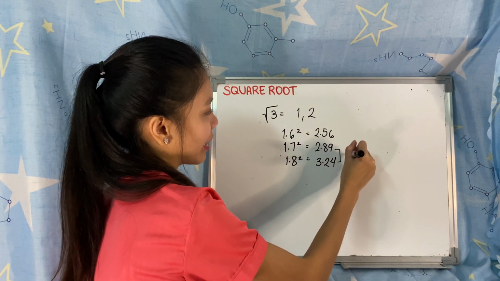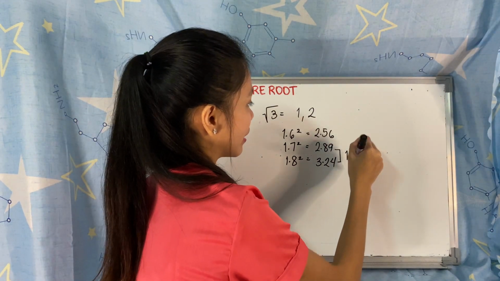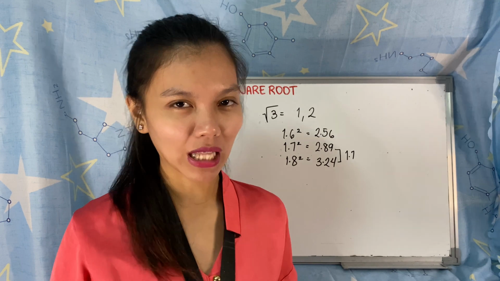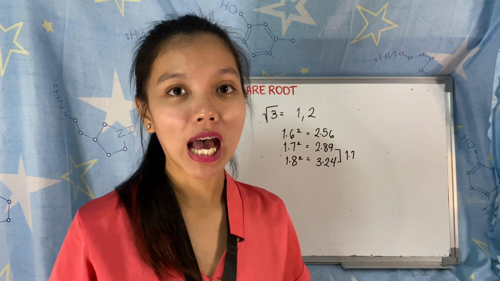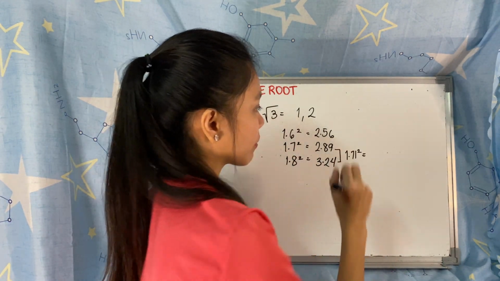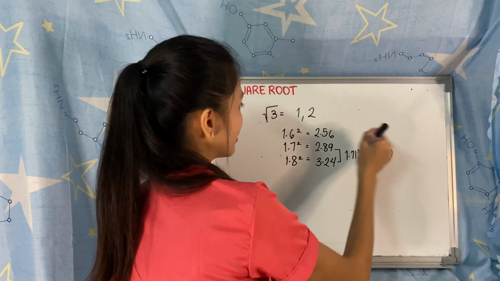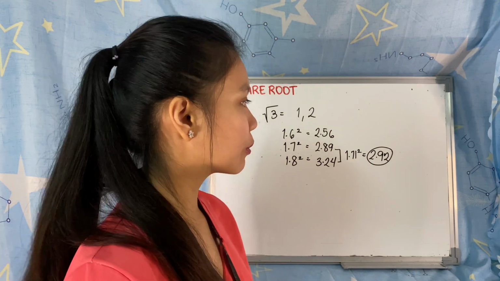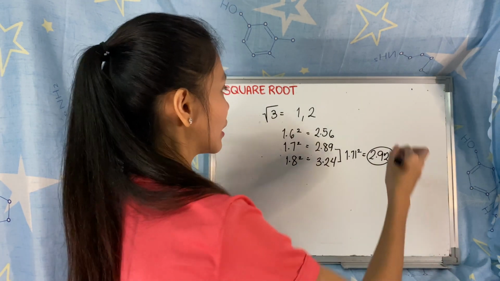So, dahil i-round natin into its nearest hundredths, we can add the hundredths place. So, 1.7, mag-estimate tayo kung ano yung pinakamalapit na idadagdag natin sa 1.7 para mas lumapit siya sa ating 3. So, we are going to add 1. So, the square of 1.71 is 2.92. So, mas napalapit tayo dun sa ating 3 because when you round it, the answer is 3.